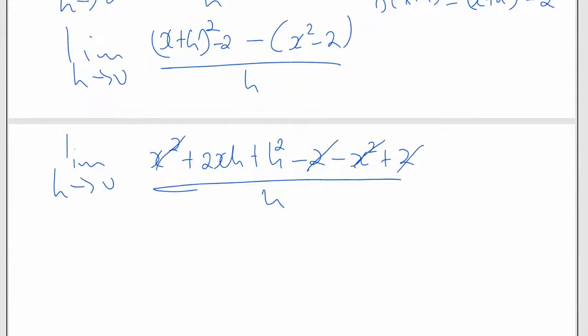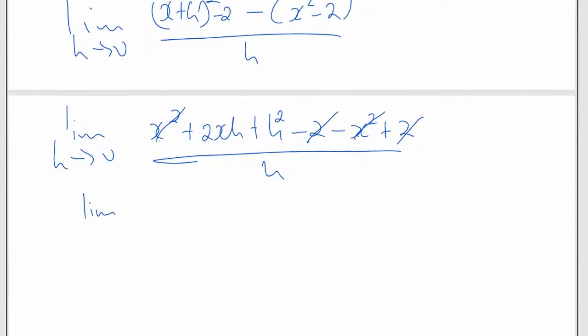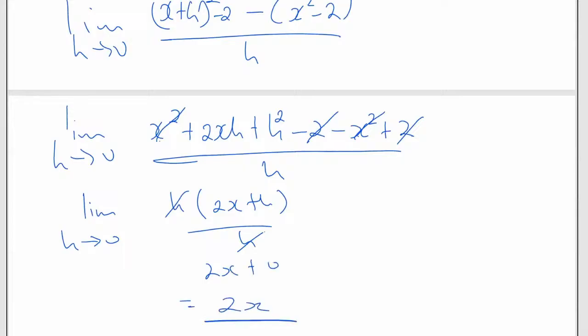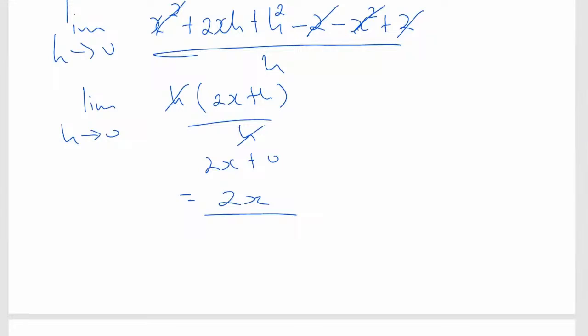Because we're saying this 2 and that 2 will cancel, the x squared and x squared will also go. Then the next step is for me to factorize out the h. I'll be left with 2x plus h over h. So this cancels, and then the last step is for me to replace h with a 0, meaning that our answer is just 2x.